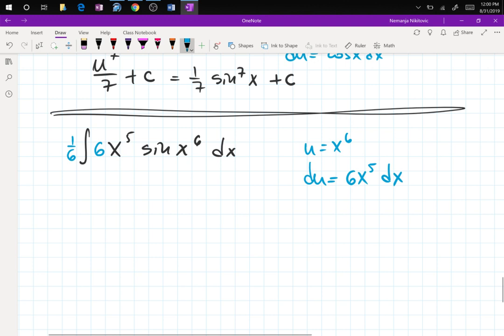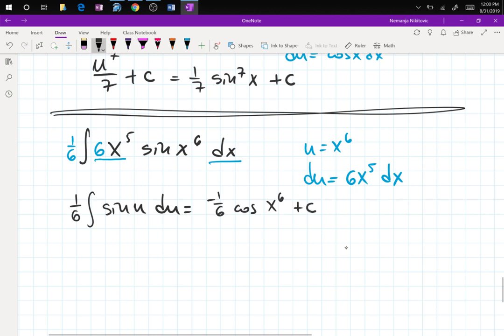And now you have 6x to the 5 dx for du. And you just replace it like a whole module. So 1 over 6 integral sine u du. Integral of sine is? Negative cosine, yes. So negative 1 over 6 cosine x to the 6 plus c. Ta-da!